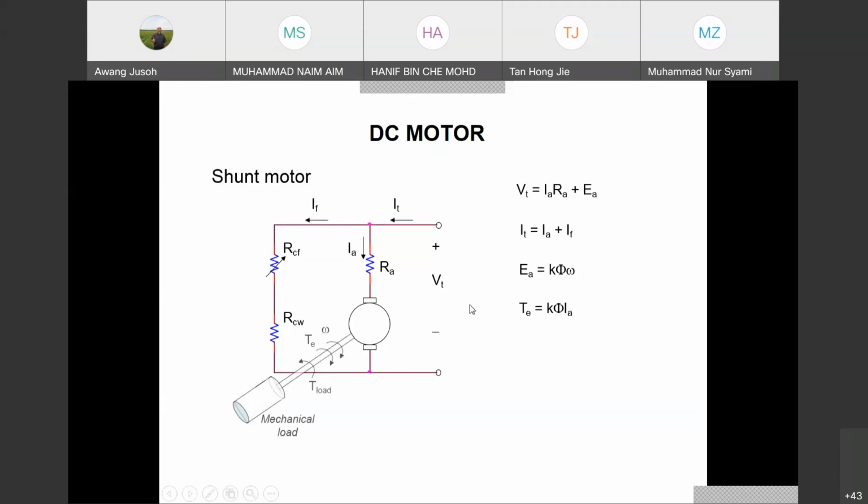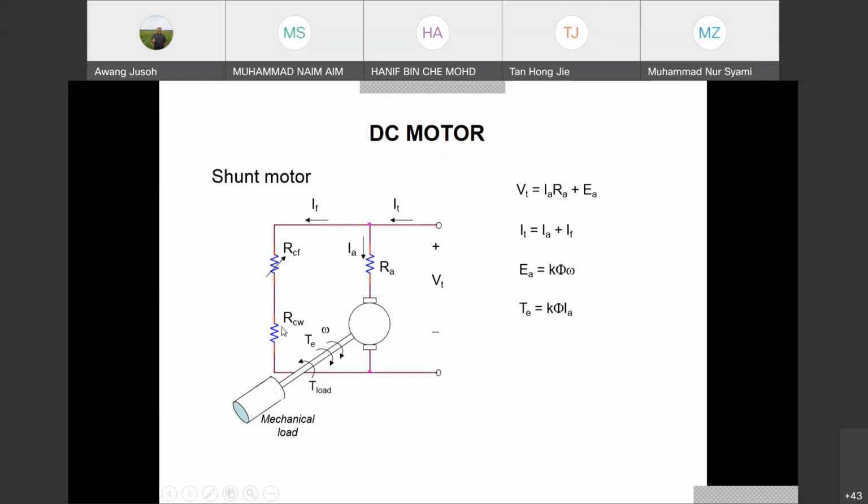This is a shunt. You see this shunt configuration. Now the armature is connected with the field in a parallel configuration. So you have the armature circuit there, RA, and you have the field circuit represented by IF, RCF, and RCW. Same as the DC generator last time, but the supply now comes from the V terminal. This is different. So we apply voltage here at the V terminal. The current will flow to IA, and at the same time the V terminal also supplies IF to the field. So this IF creates the main flux for the field.